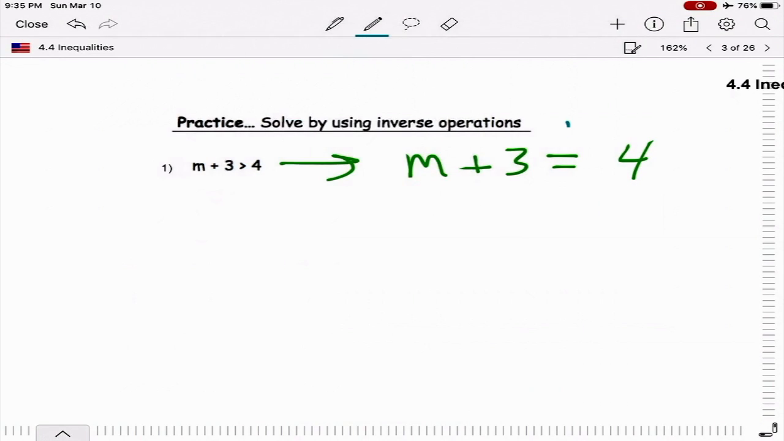And look, I'll just solve this instead. So I have a left side and a right side. The variable's on the left side, so my goal is to get rid of that plus 3. How do I get rid of that plus 3? I subtract 3. Plus 3 minus 3, gone.